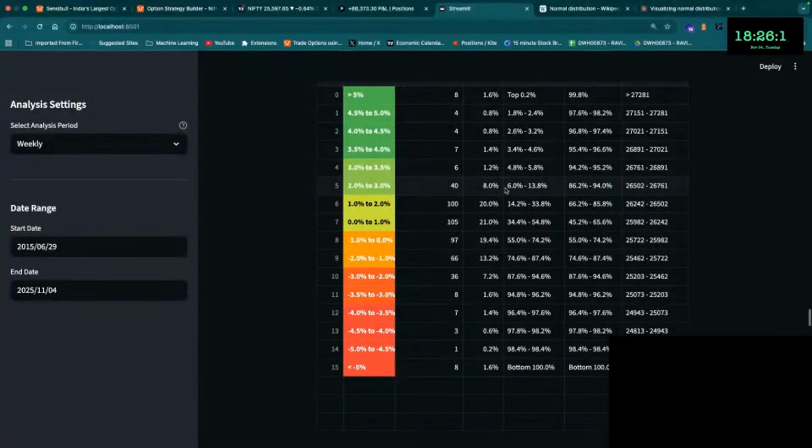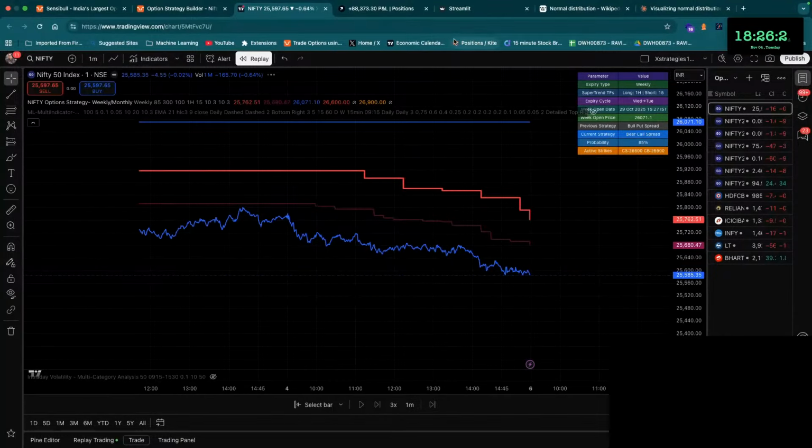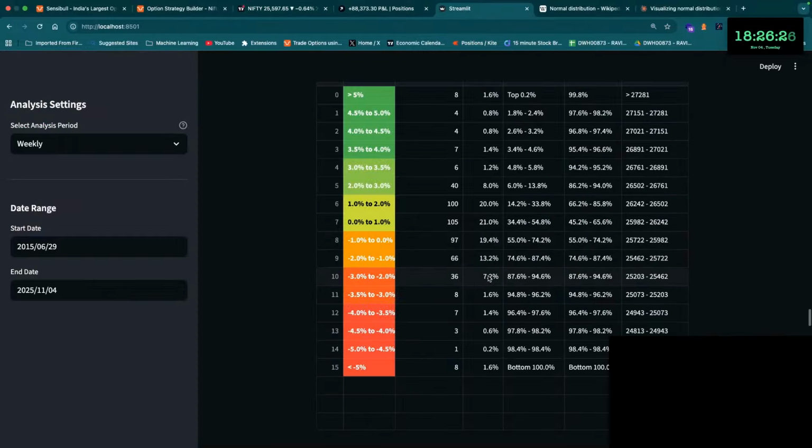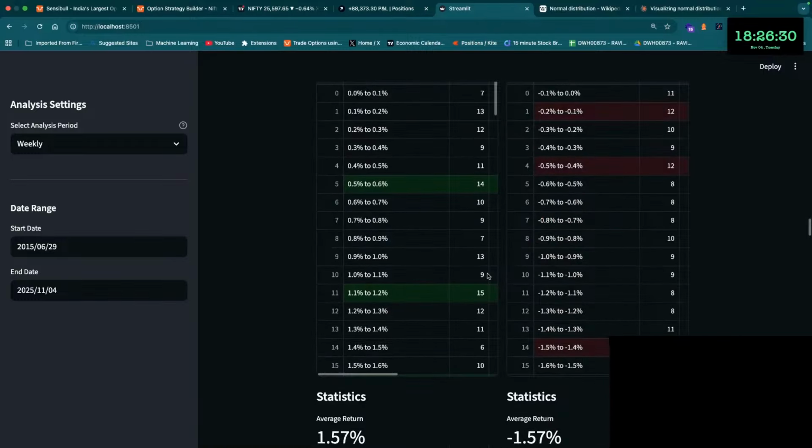But if you're not able to understand in the live video, do watch this video again, and you will be able to get it very easily. Now what I did was I have built this indicator. Whatever the values that you see here, I also have a granular level, which I probably did not show you.